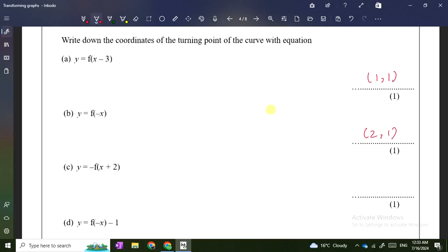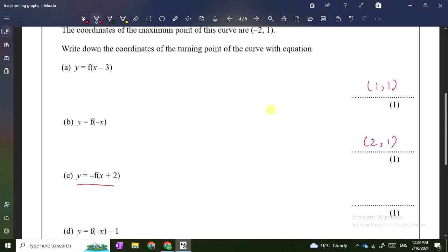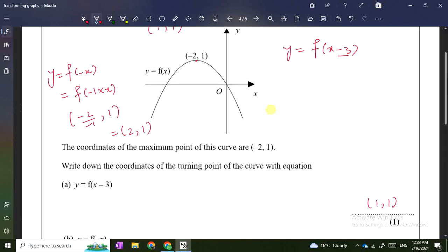Okay, part C. Now you can see in this part we have two different things, the minus times f of x plus 2. So the function is minus times f of x plus 2. So minus times means minus 1 times f of x plus 2. There is a change inside the function, which is the addition of 2, and a change outside the function as well, which is the multiplication by minus 1. So we have to do the opposite operation with the x coordinate and the same operation with the y coordinate.